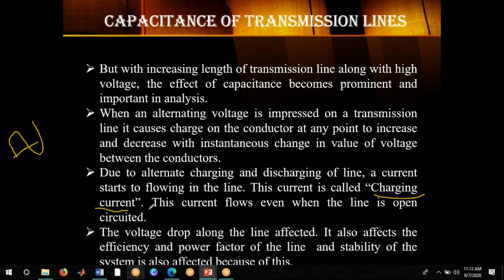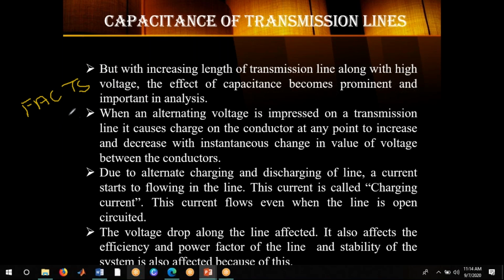What is the charging current? Due to the alternating charging and discharging of the line, a current starts flowing in the line. This current is called charging current. And this current flows even when the line is open circuited. So in a transmission line, the capacitance has a vital role in the power capability. Why? Because in transmission lines we use a device called FACTS, flexible AC transmission system.